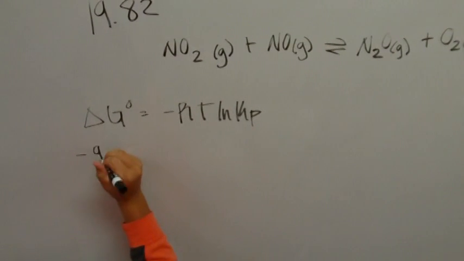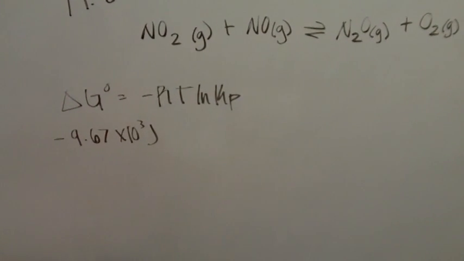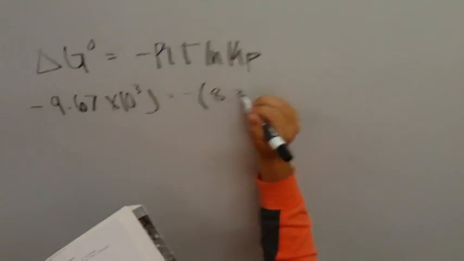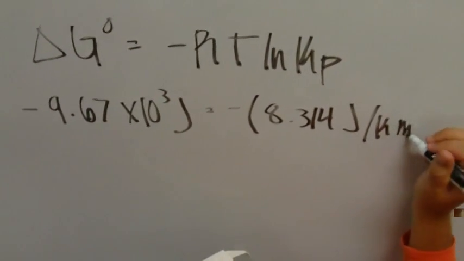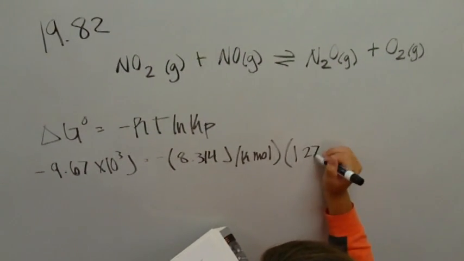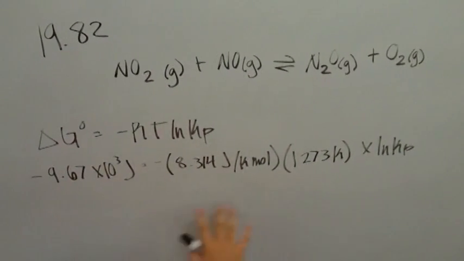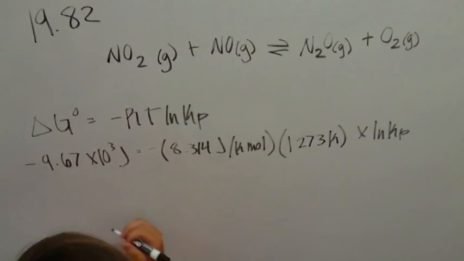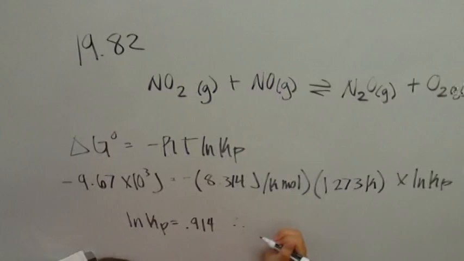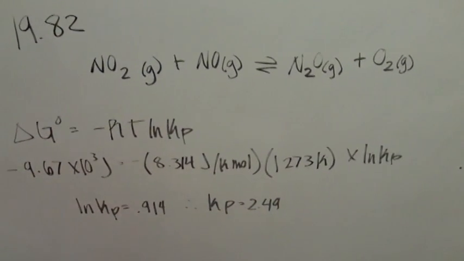They give us delta G negative 9.67 times 10 to the 3 joules. They give it to us in kilojoules, so multiply times 10 to the 3 to get the equivalent in joules. R is just a constant, 8.314 joules per Kelvin mole. Converting 1,000 degrees Celsius into Kelvin equals 1,273 Kelvin, times ln Kp. So you're going to divide out by this on both sides, and you'll end up with ln Kp equal to 0.914. Therefore, Kp is equal to 2.49. You can use your calculator to figure that out. So that's what our Kp value is.